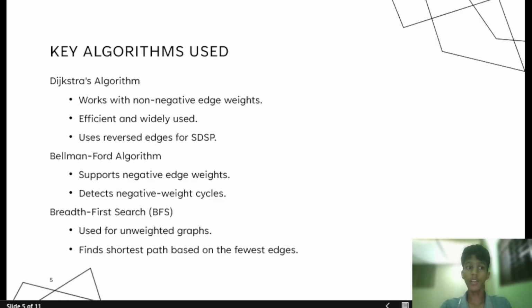It works when all edge weights are positive or zero. It is one of the fastest and most widely used shortest path algorithms. The second is the Bellman-Ford algorithm. Unlike Dijkstra, it can also work with negative edge weights and can detect negative weight cycles. The third is breadth first search, or BFS. This algorithm is used when all edges have the same weight, making the graph unweighted. Each of these algorithms has its own strength and is suitable for different situations.